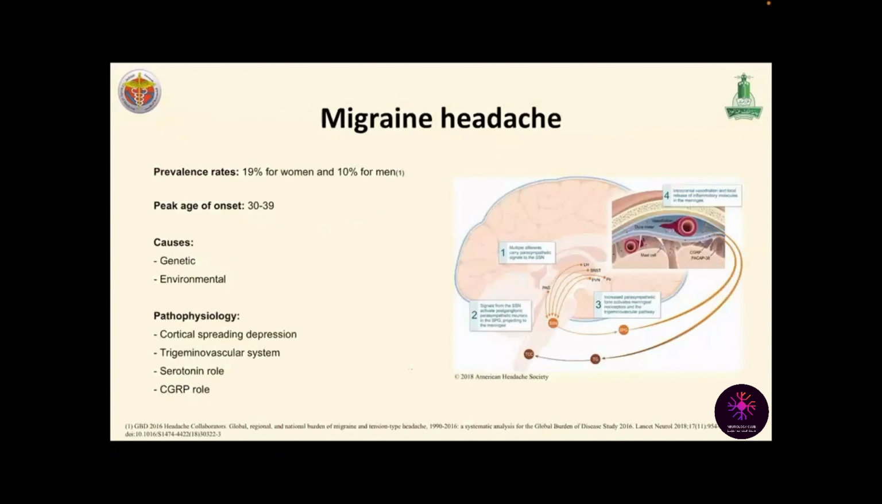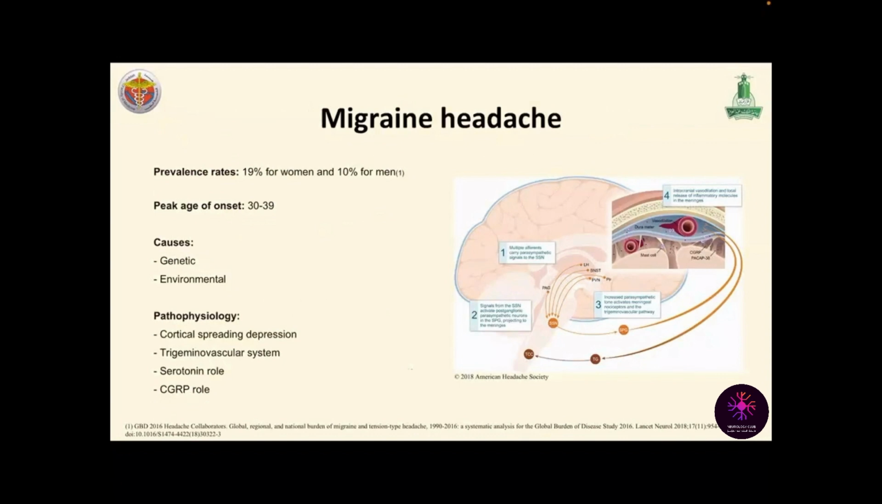So now we're going to discuss primary headaches. First we have migraine headaches. The prevalence rates are 19% for women and 10% for men, and the peak age of onset is from 30 to 39.